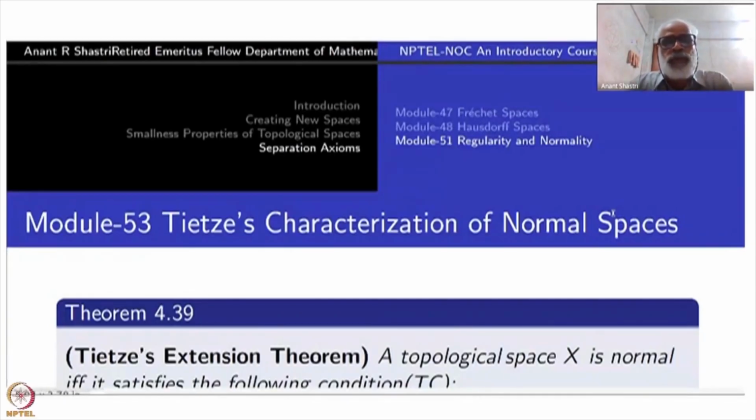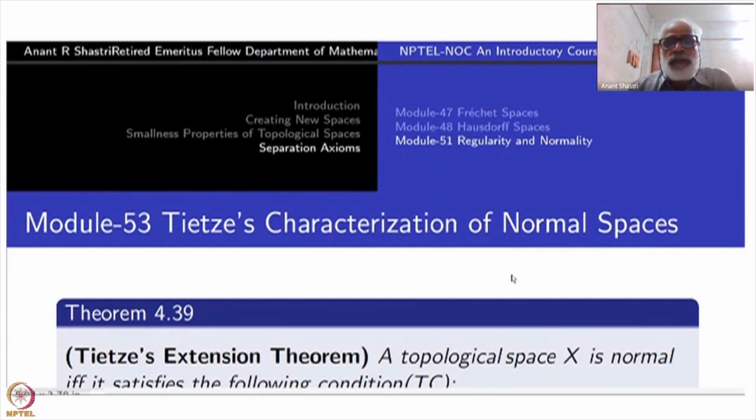Welcome to Module 53 of Point-Set-Topology course, Part 1. Today we will continue the study of normal spaces, characterization of normal spaces. Last time we did characterization due to Urysohn. Now we will do the characterization due to Tietze.